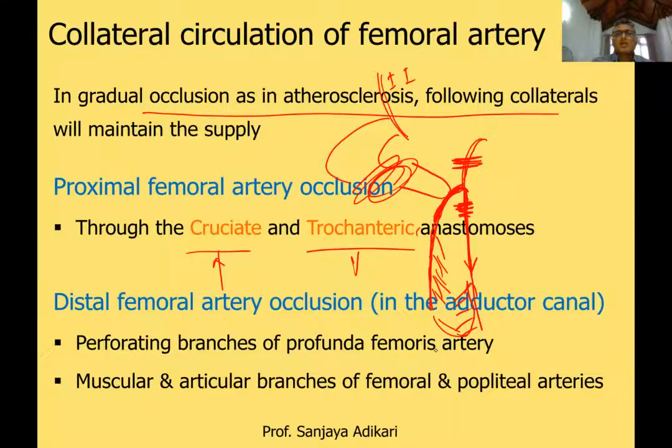So this is the point. So if the obstruction is distal, then you don't have to get blood from the internal iliac. Blood will come like this, goes through the deep artery, and then the muscular branches and branches to joints have anastomosis. Through these branches, blood can flow back into the superficial femoral artery. Okay.